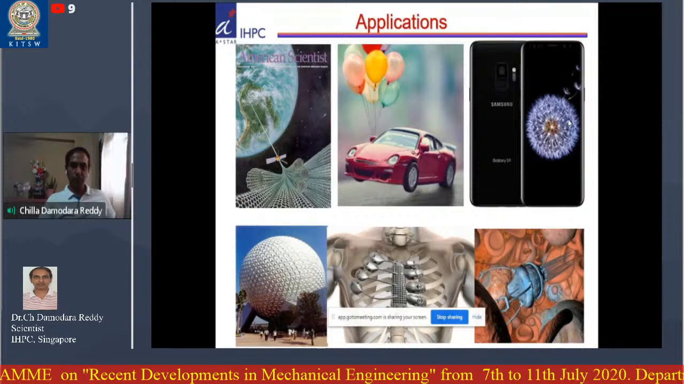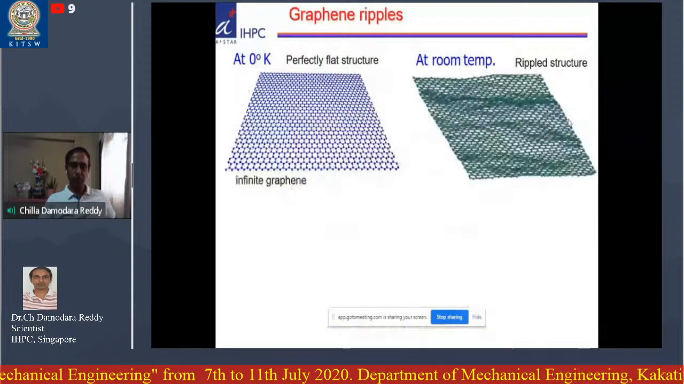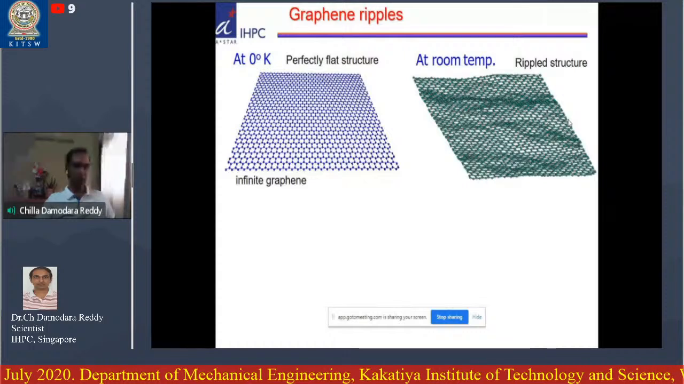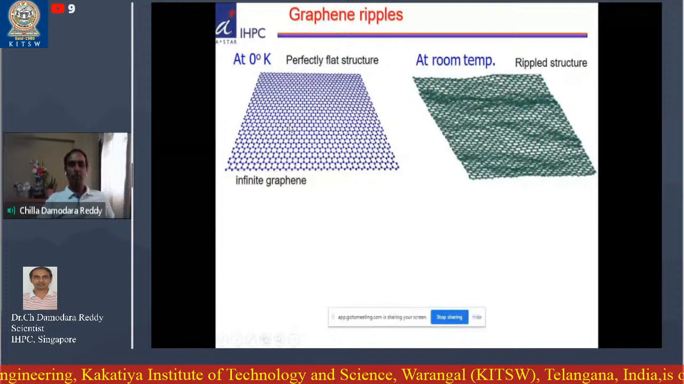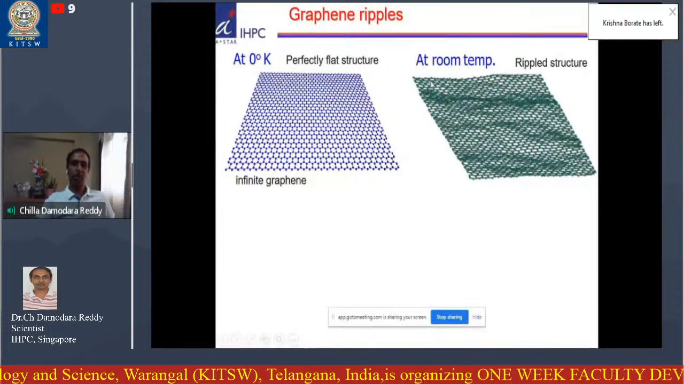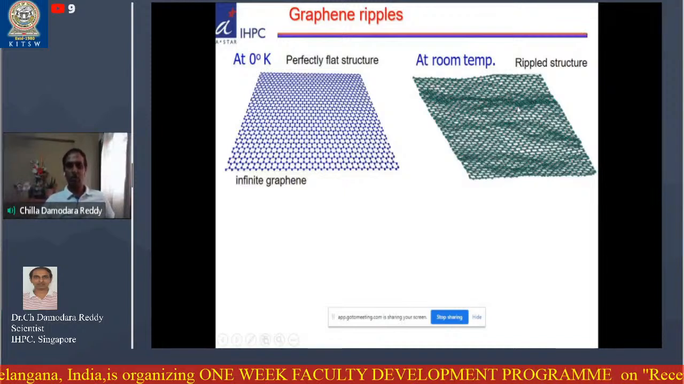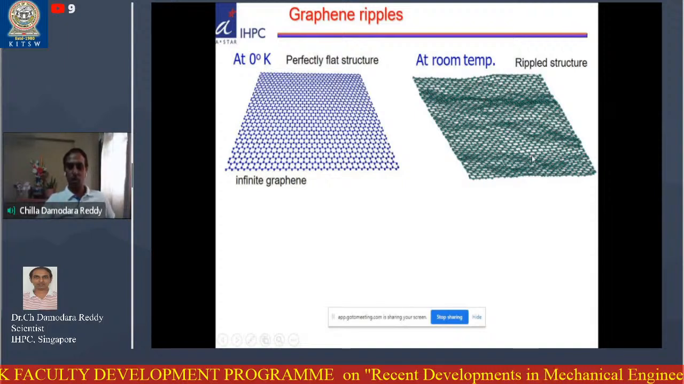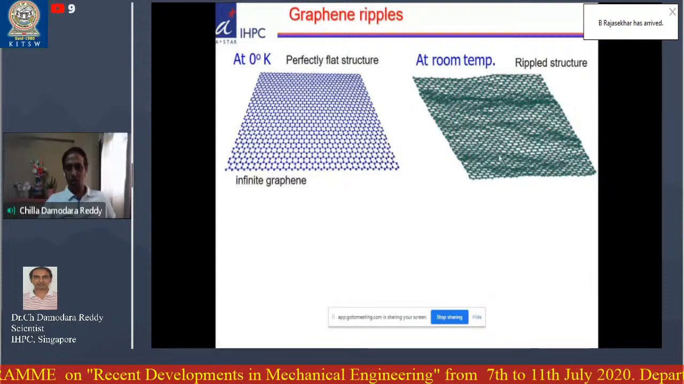And if you see this graphene, at 0 Kelvin, that means infinite graphene is totally flat, like a paper. Just take a paper, then it will be very flat. Then if you apply some temperature, room temperature, then you will see these kinds of ripples. It's not totally stable, because the bending stability in the out of plane direction is very, very small. So it goes under oscillations.